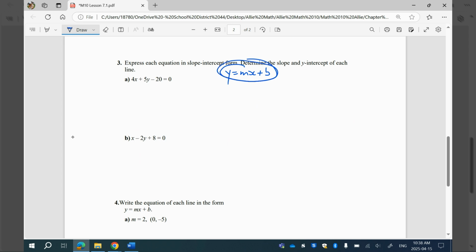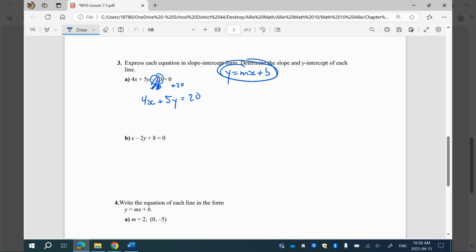We have a coefficient with the y. We don't want that. It's okay to have a coefficient with the x. And we don't want it to equal 0. We want everything to equal y. So I'm going to start. Let's move this 20 over. Let's add 20 to each side. So now we have a 4x plus 5y equals a positive 20. So negative 20 plus positive 20 is 0. 0 plus 20 is 20.